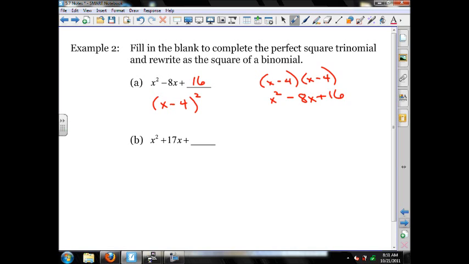So those of you that like having a little formula, b divided by 2 squared is always going to be what? Complete it. So it goes in the box. The b value divided by 2, squared.